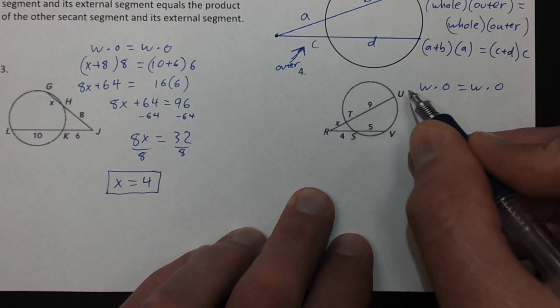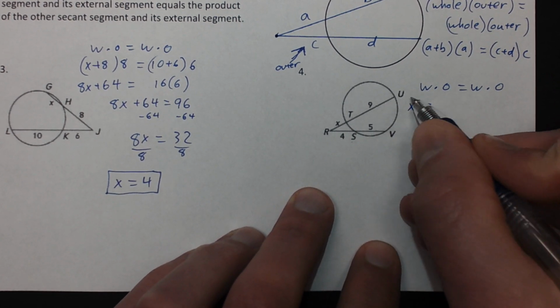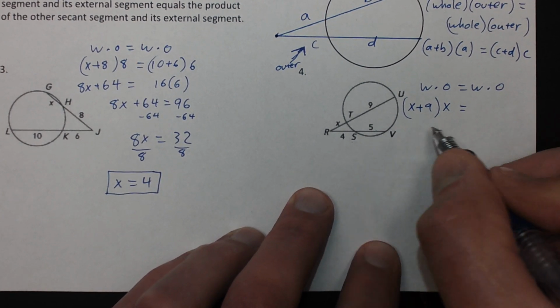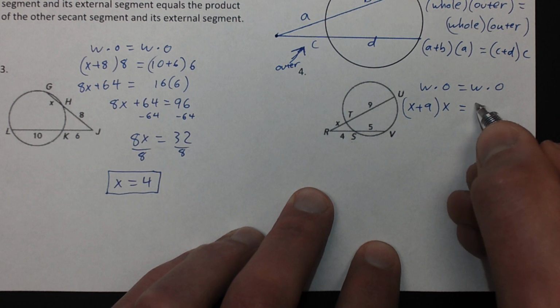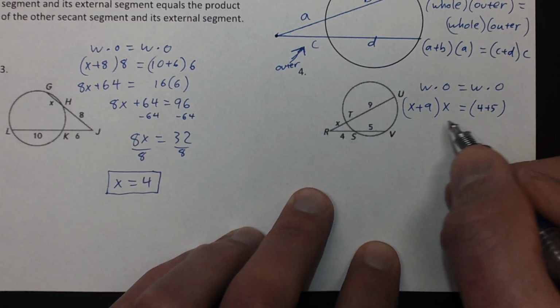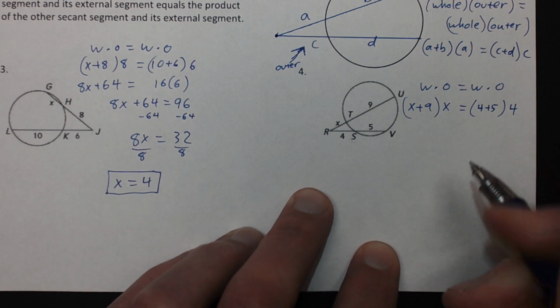What is my whole thing? For this first one, it's x plus 9. The outer is x this time. Whole times outer for the other one is 4 plus 5. And why don't I just write that down? 4 plus 5. And outer is 4. So there we go.